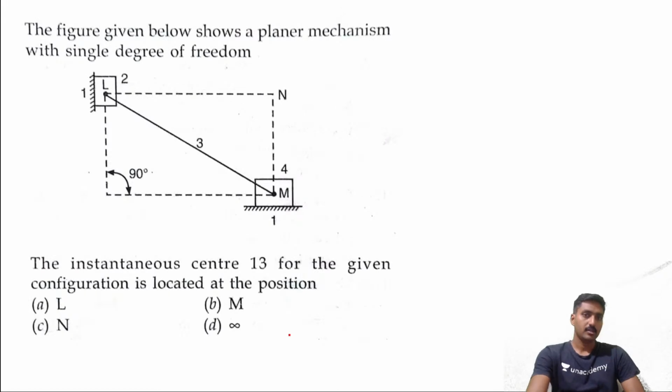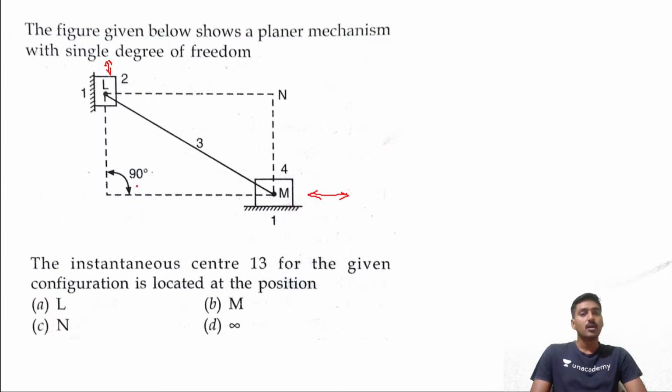Next, the figure given below shows the planar mechanism with a single degree of freedom. It's M, L, N. There are points they are giving. Slider M slides in the horizontal direction. This link 2 slides in the vertical direction.